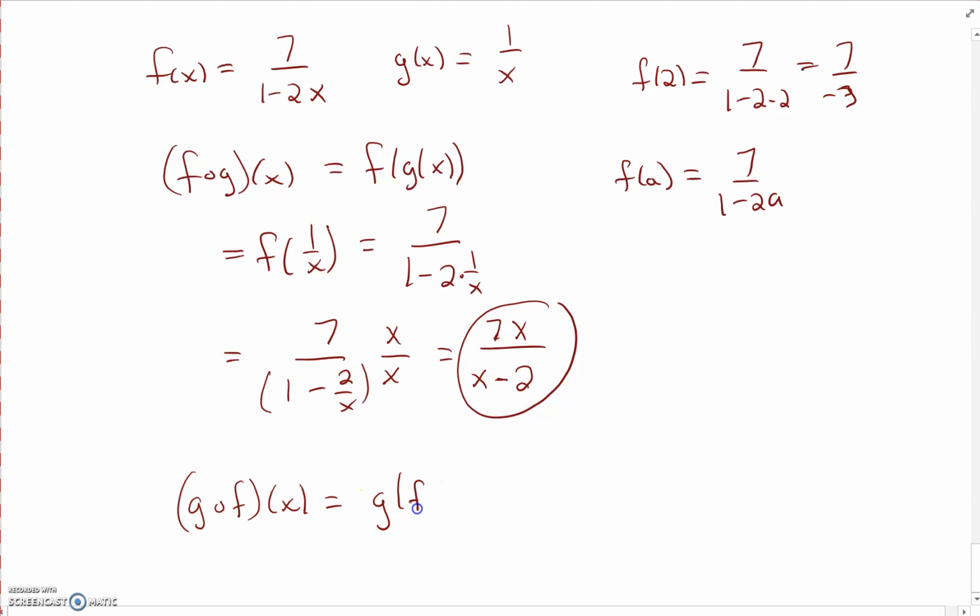So in other words, we're going to plug f into g. So we're going to take this whole big function right here and plug it right down in here. See that? So this 7 over 2 minus x is going to get plugged in for x. It's going to be 1 over that whole function.